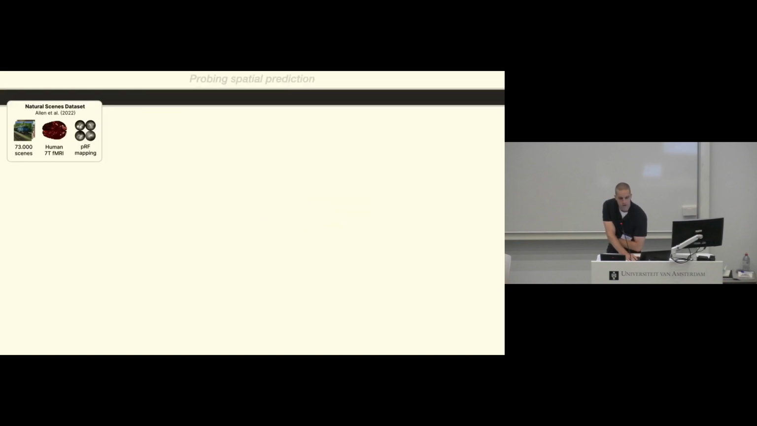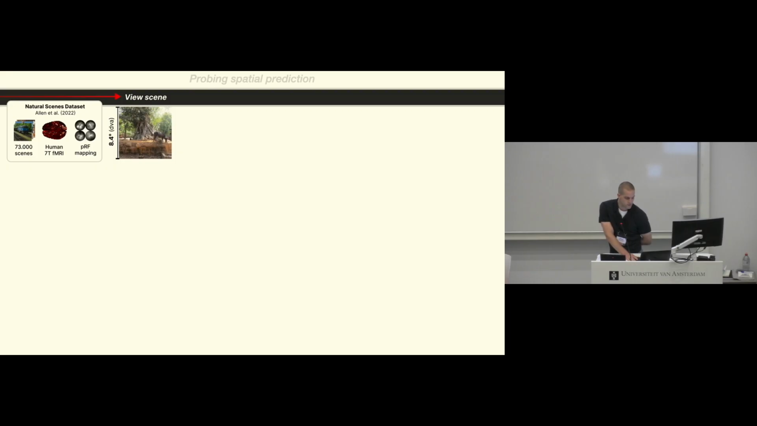Now, in this study, we focused on spatial prediction, which is a specific type of prediction that's context-based, and it involves concurrent visual inputs, such as, for example, receptive field content provided its surroundings. I'll explain how we did this.